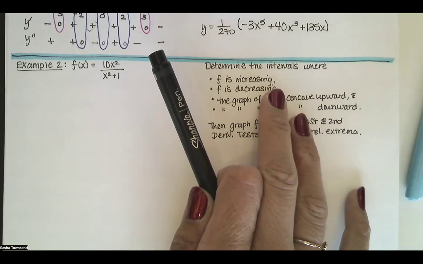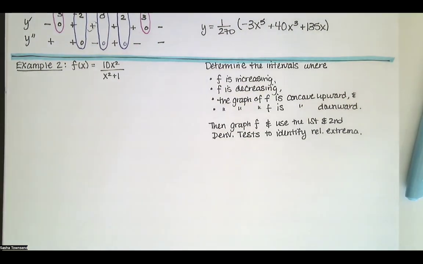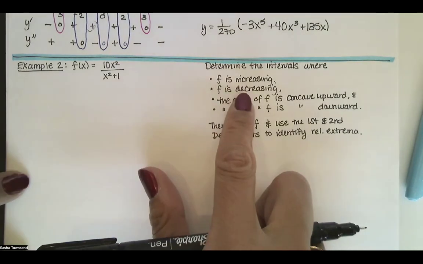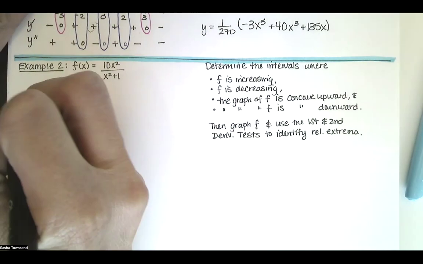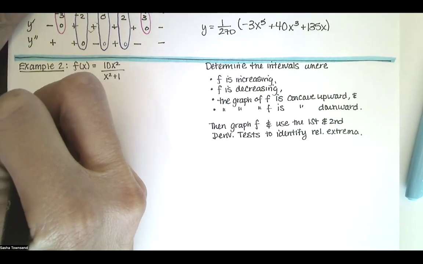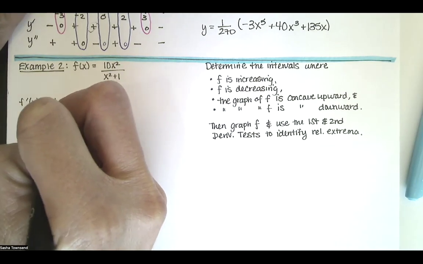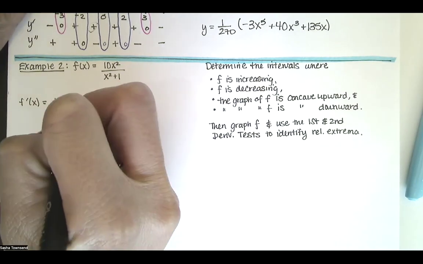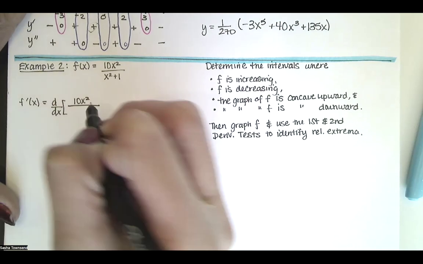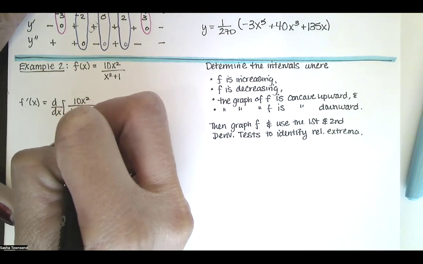So first, to determine the intervals where the function is increasing and then the intervals where the function is decreasing, we need to compute the derivative. So we've got the derivative of a quotient, which requires the quotient rule.